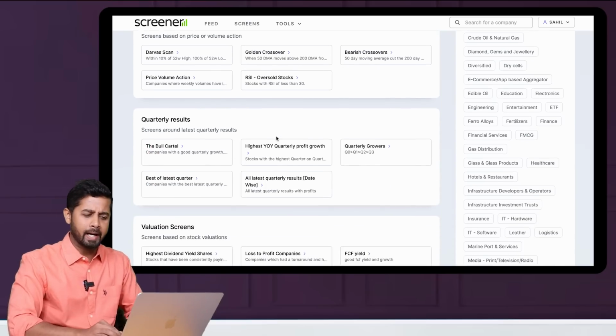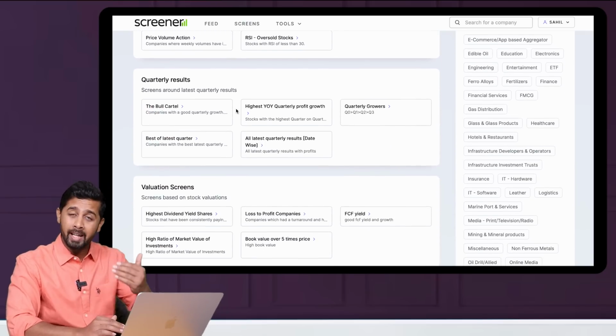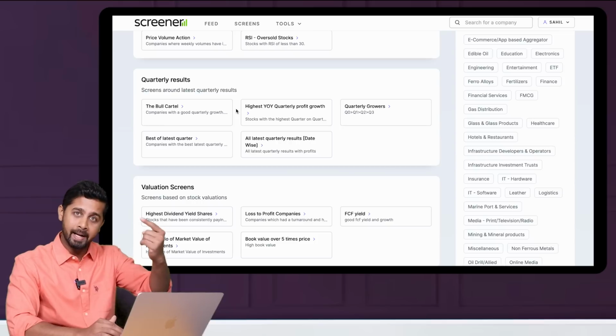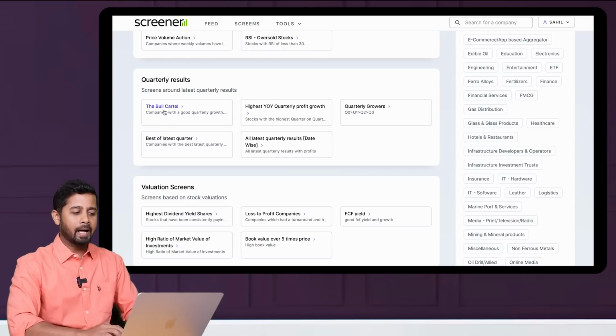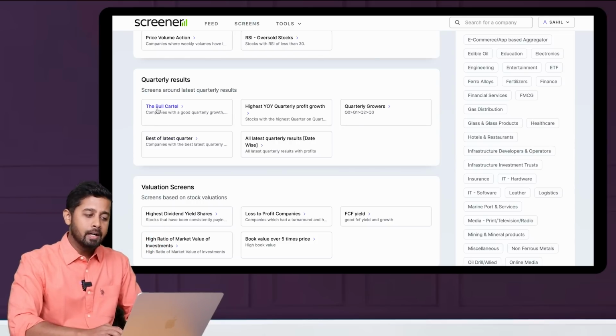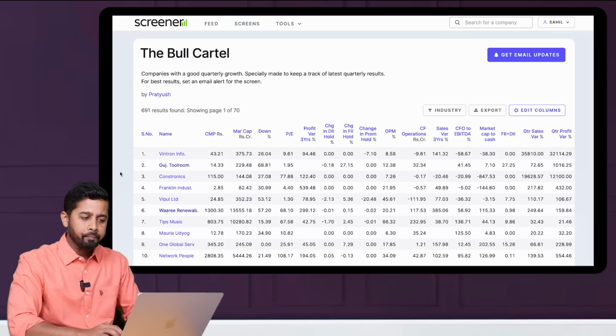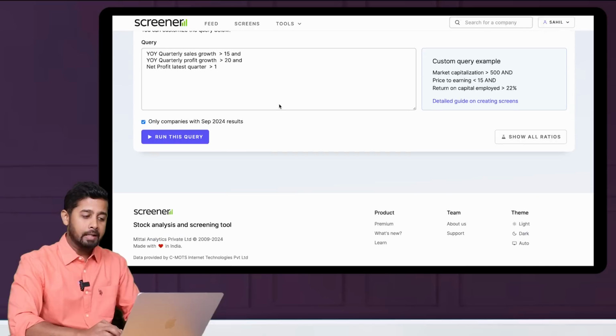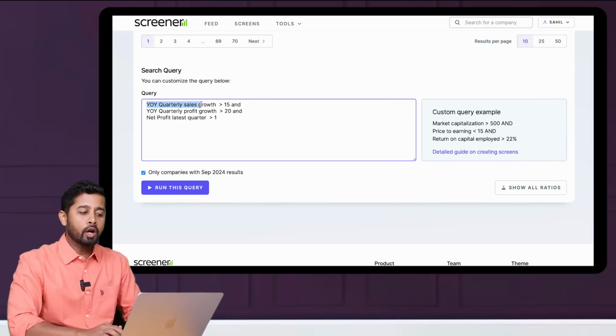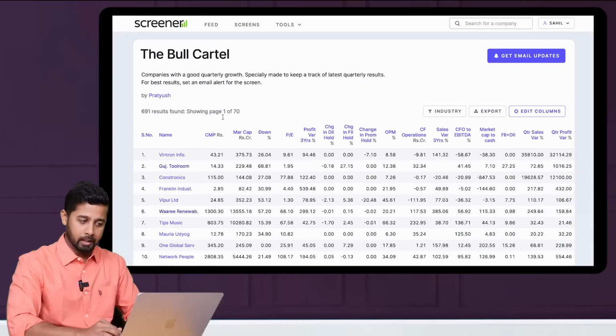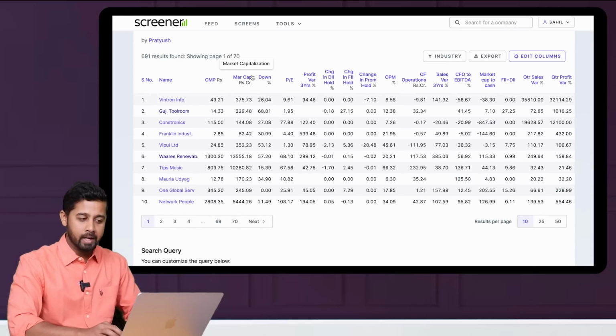That again gives you a fair idea in terms of identifying which companies are in strong momentum, both upside and downside. Then apart from that, you can also look at quarterly results. One of the screens is the Bull Cartel, which includes companies with good quarterly growth, especially made to keep track of latest quarter results. What is the parameter? Year-on-year quarterly sales growth should be greater than 15%, quarterly profit growth should be greater than 20%, and net profit of the latest quarter should be greater than 1. And here you have got 691 results.